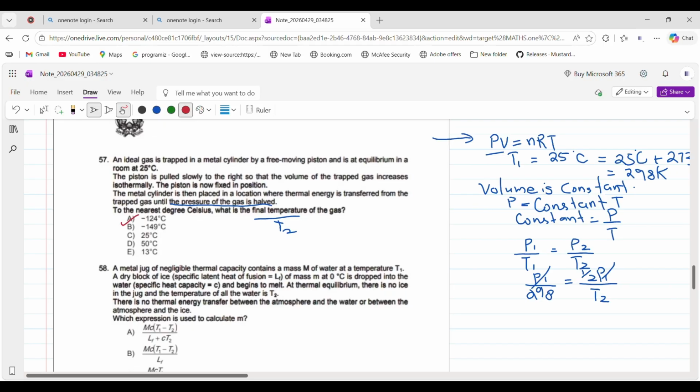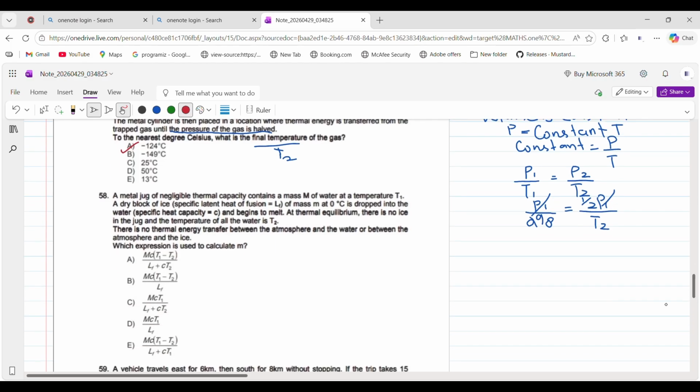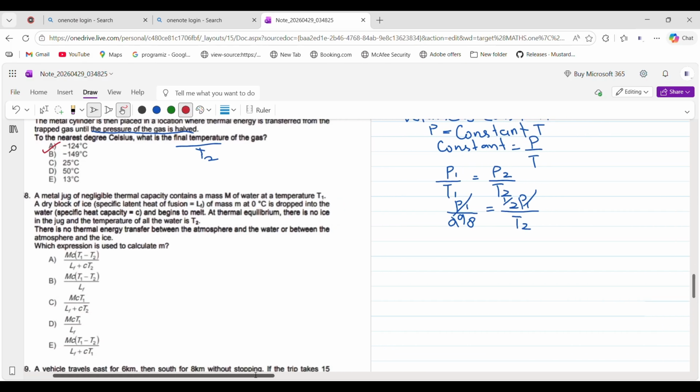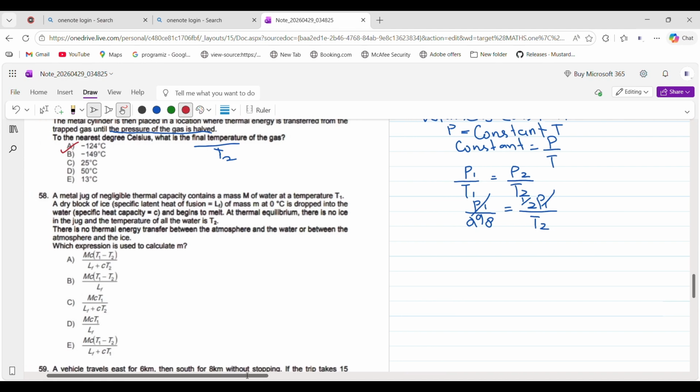Now I hope the second question is clear to you as well. Now let's go and solve our 58th question, which is again not difficult at all. I'll try my best to explain this question in a very simple way as well, so please do not worry at all. Initially we are just going to read the question.